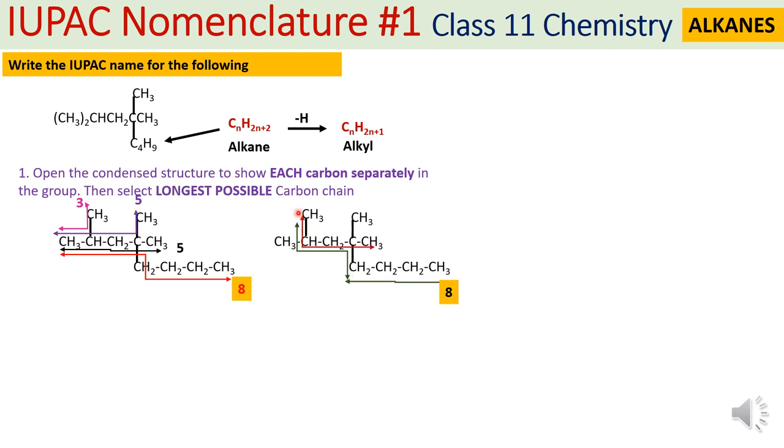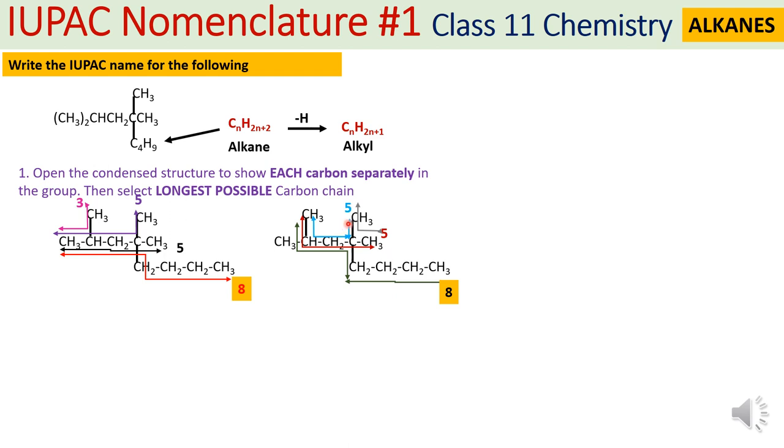Next, if I start from here and end up here. If I start from here, 1, 2, 3, 4, 5, same number of carbon. Earlier I started from here and ended up there, so that has given 5 carbon. Now I start from here and end up here, 1, 2, 3, 4, 5. So this also has 5 carbon. Now here I started from here and ended up there, it has given 3. Again, 1, 2, 3, there is another possibility. This has 3 carbon atoms.